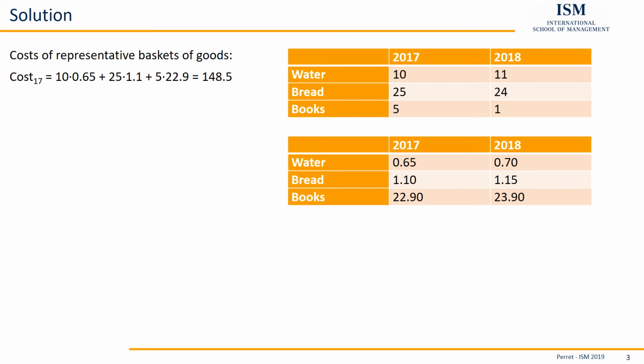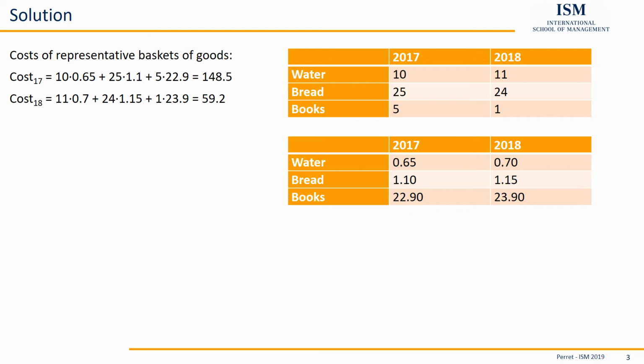The same thing we're going to do for 2018. So 11 times 0.7, that's for water. Then for bread, 24 times 1.15. And for books, 1 times 23.9. So basically again, quantity of water times price of water plus quantity of bread times price of bread plus quantity of books times price of books. All of this summed up gives us for 2018 a value of 59.2. With this, we have the cost of the representative basket of goods.